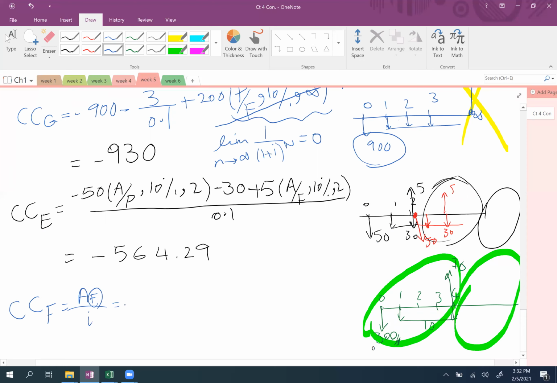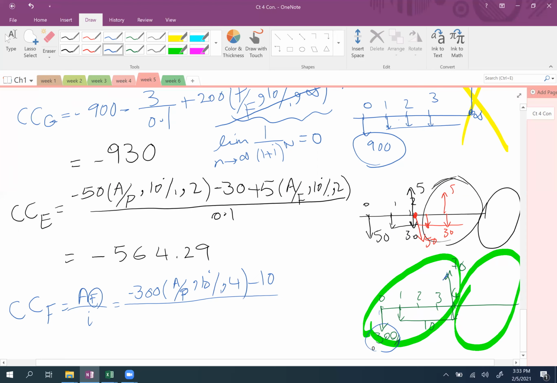So A is equal amounts of payments per year. So I need to convert this 300 to A for a single period. So for one period, if I want to convert this 300, it will be 300 A given P, because 300 is like a present worth for one period of discussion, 10% and 4. And also we have $10,000, which is already given as equal amounts of payments. And it's happening per year, so it's already given per year.